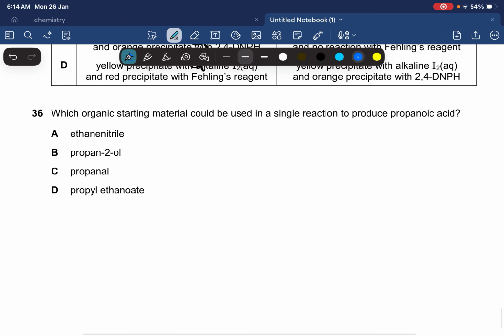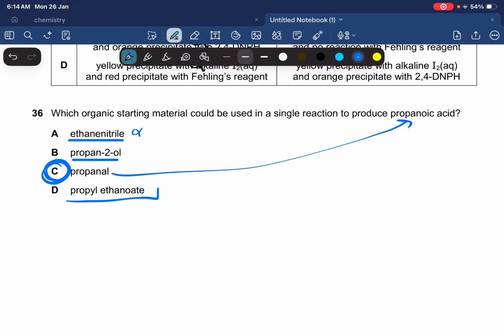Which organic starting material could be used in a single reaction to produce propanoic acid? So we have ethane nitrile. I don't think propan-2-ol. Propan-2-ol will form a ketone. Why a ketone? Because it's a secondary alcohol, and secondary alcohols are oxidized to ketones, not to carboxylic acid. Propanol, yeah, that's correct. Propanol is going to be oxidized to a carboxylic acid. Propyl ethanoate. Ethanoate is basically the acid part, so it's going to form ethanoic acid, which makes option C to be the correct one.